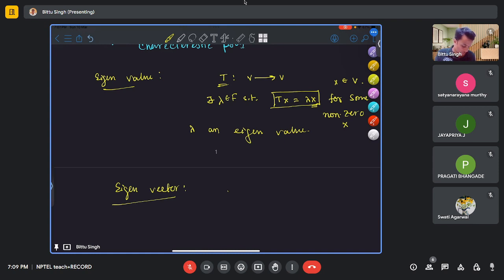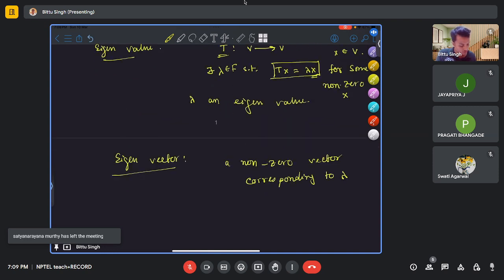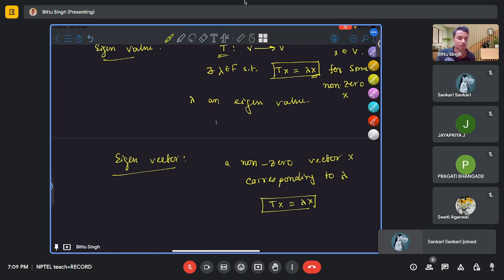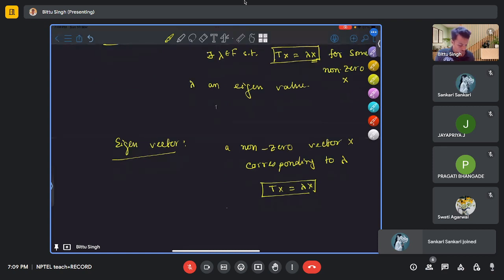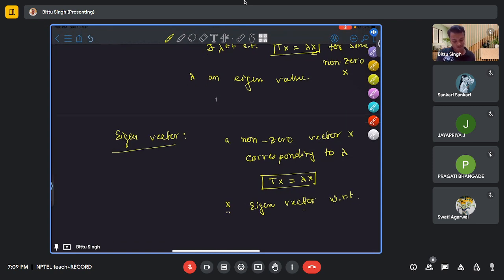A non-zero vector x corresponding to this lambda, that is, this x satisfies this relation: T of x is the same as lambda x. Then we will call x an eigenvector. X is said to be an eigenvector with respect to lambda. So this is the definition of an eigenvector.